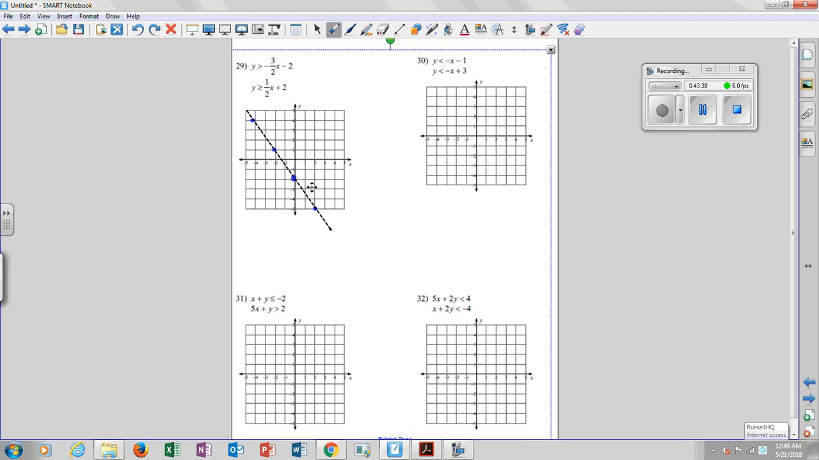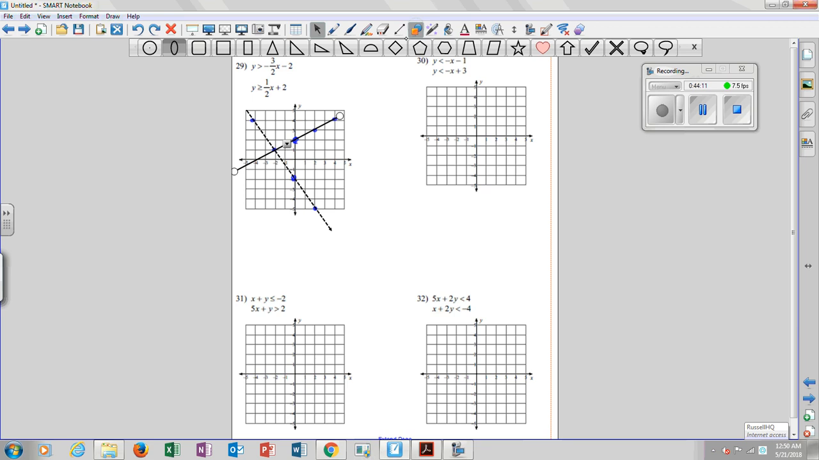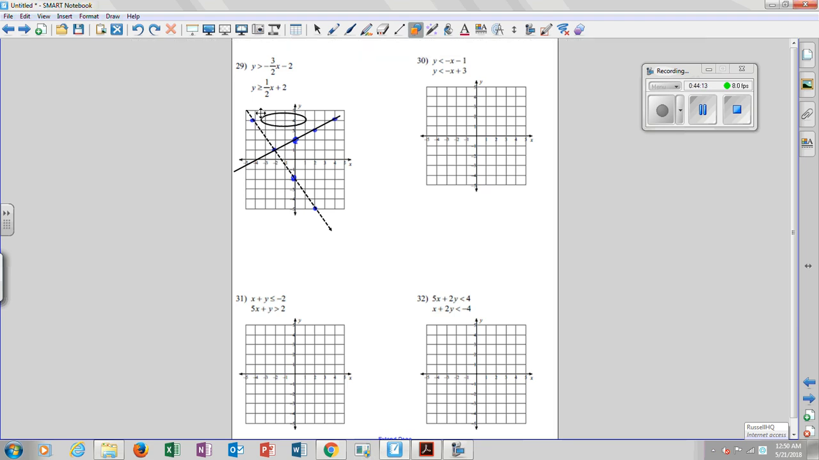Second one, 1/2 x plus 2. You go up to 2, make a dot. You go up 1, right 2, up 1, right 2. It's got the equal sign underneath it, so it's a solid line. And you would be shading above this line. So it's above both lines, which would make it this area right here.